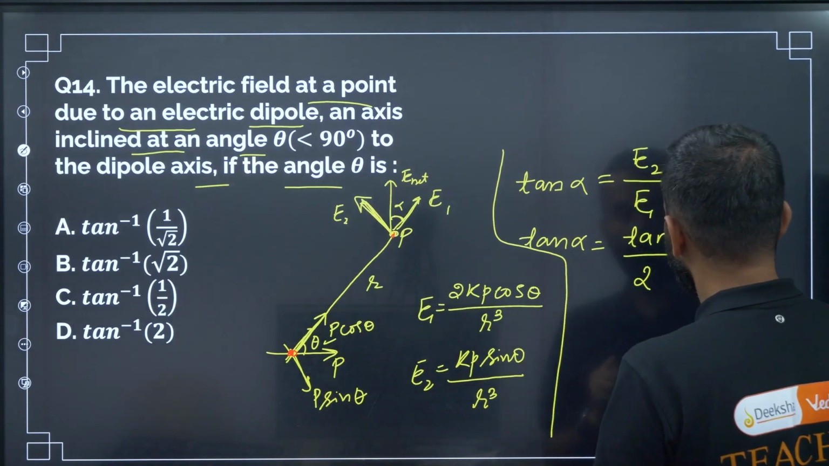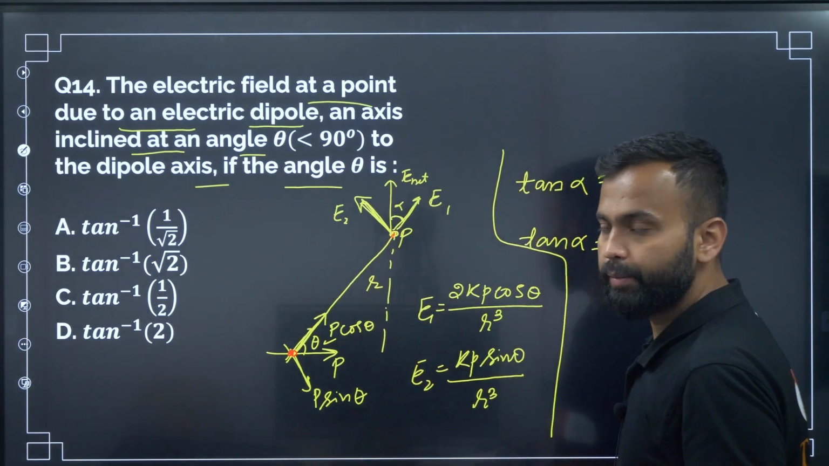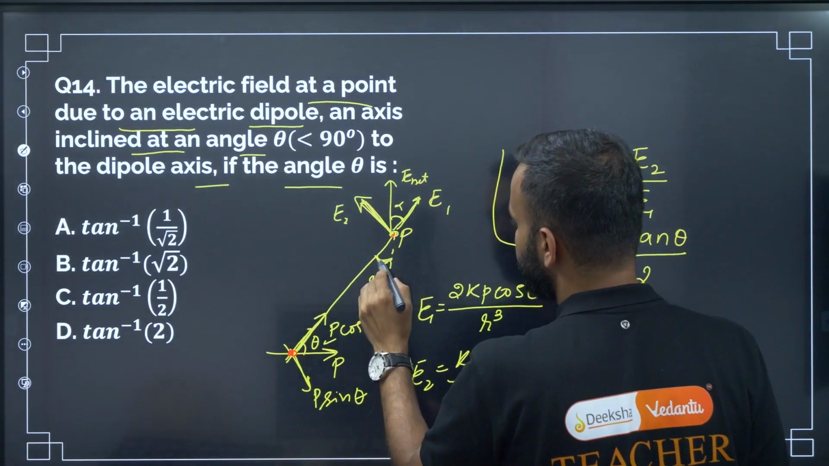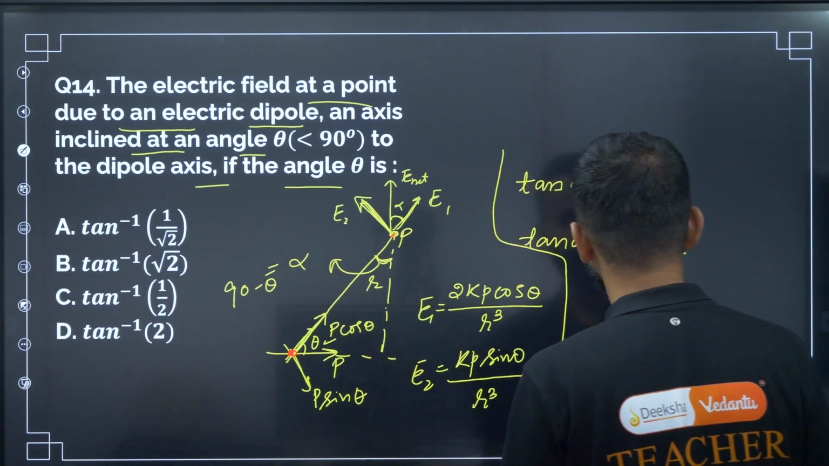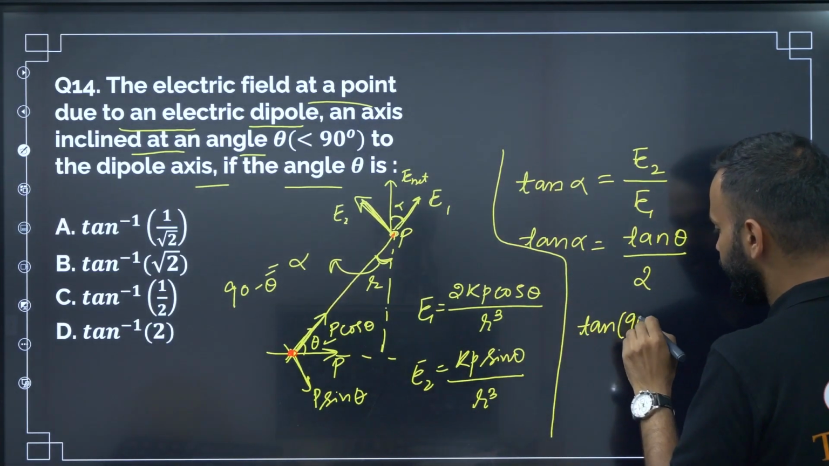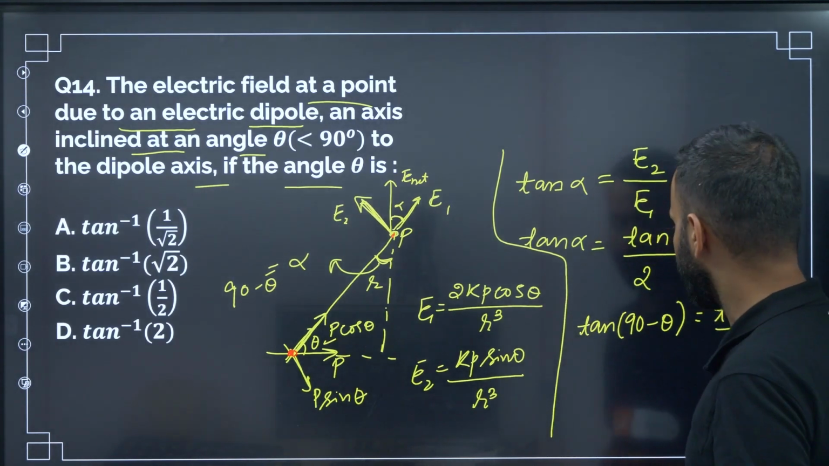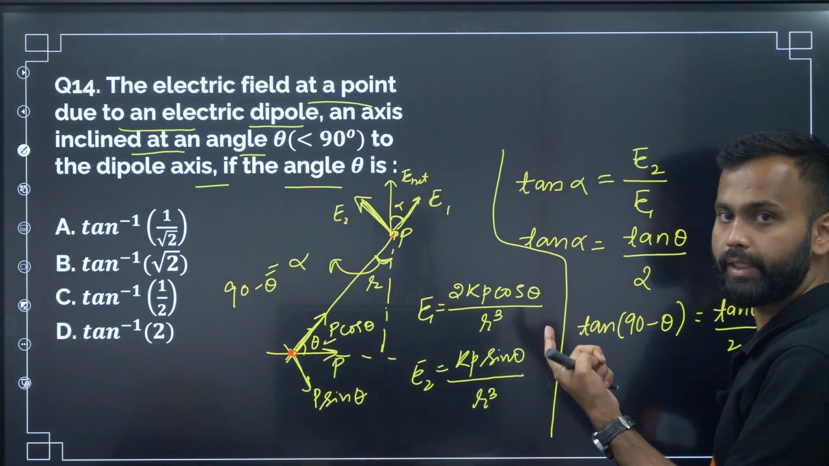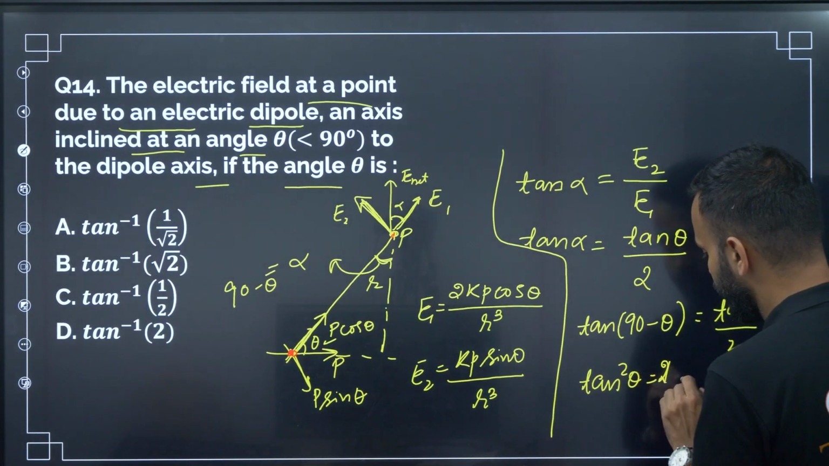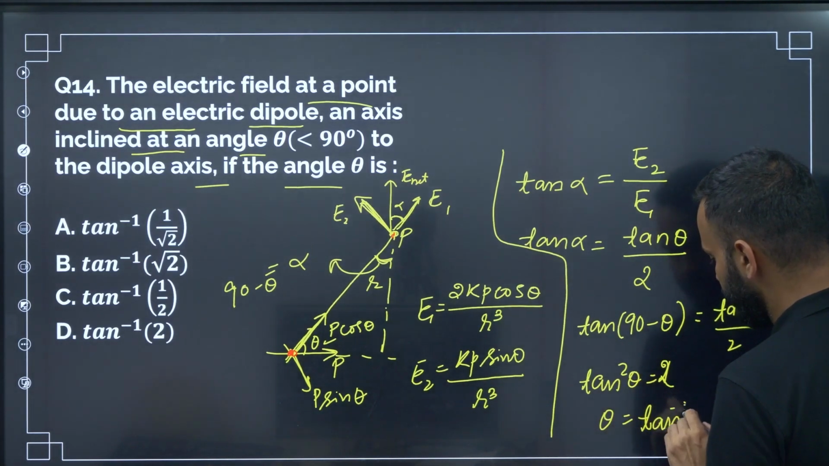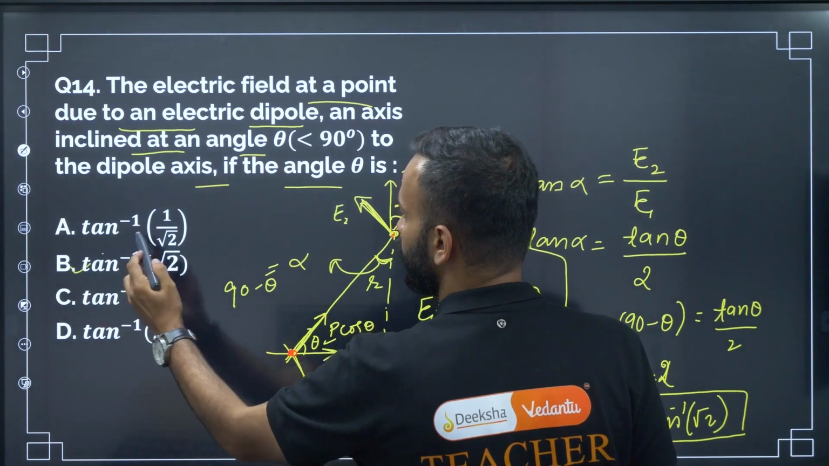Now here the value of alpha is 90 minus theta, right? So this angle is alpha, and this angle will also be alpha. So alpha is equal to 90 minus theta. So tan of 90 minus theta is equal to tan theta by 2. Tan of 90 minus theta is cot theta, and cot theta is 1 by tan theta. So here tan square theta is equal to 2, so theta is equal to tan inverse of root 2. That's it. So the correct option is B.